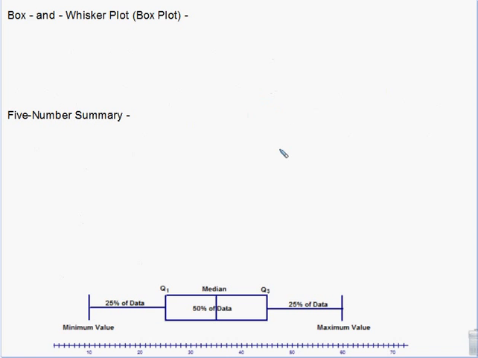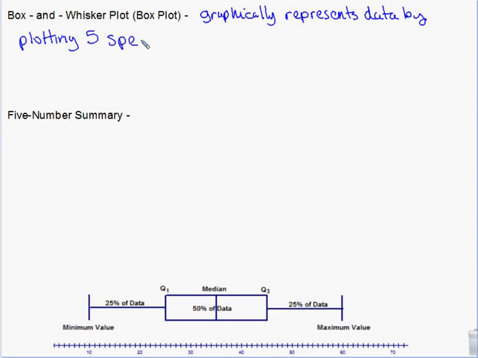All right, so a box and whisker plot is also known as a box plot. So if you hear box plot or box and whisker plot, they're the same thing. Most people probably say box plot because it's shorter. Okay, so a box plot graphically represents data by plotting 5 specific numbers. These 5 specific numbers are known as the 5-number summary.